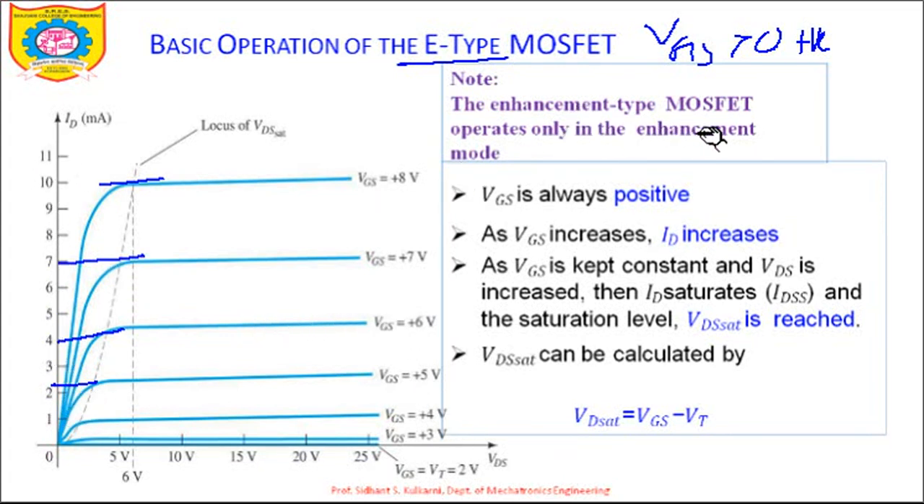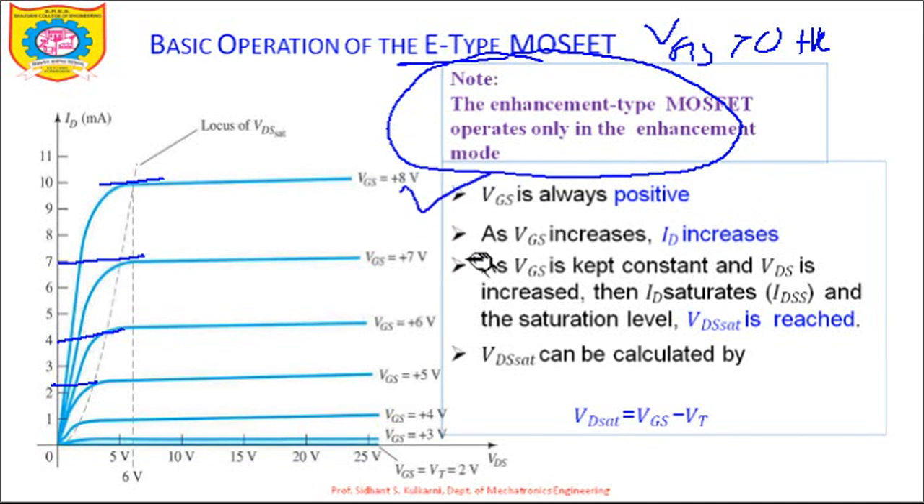So note, the enhancement type MOSFET operates only in the enhancement mode. This is a very important point. The enhancement type MOSFET can be operated only in enhancement mode, unlike the depletion type MOSFET, which can be operated in depletion mode as well as enhancement mode. Now VGS is always positive. That's the first point to remember. As VGS increases, ID increases, that's perfectly okay.